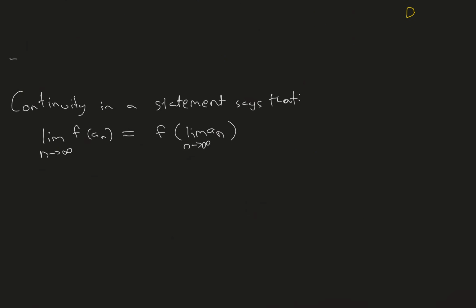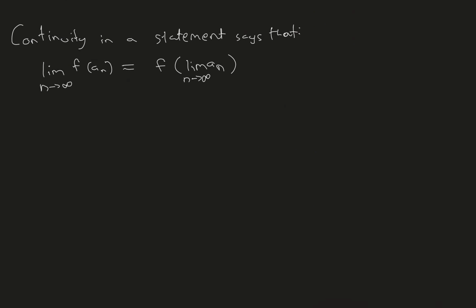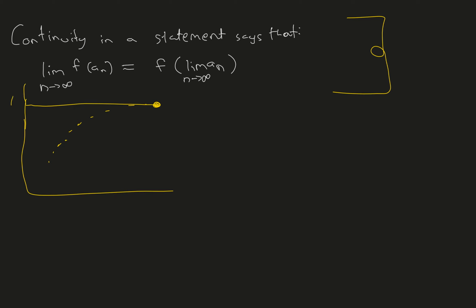So let's take a look at continuity in a nutshell. Basically, this is all continuity is. It says that the limit of a sequence of terms f of an, where all the terms an are tending to a certain point, should be equal to the f of the limit. If a function is continuous at a particular point, the limit of f of an should be equal to f of the limit.